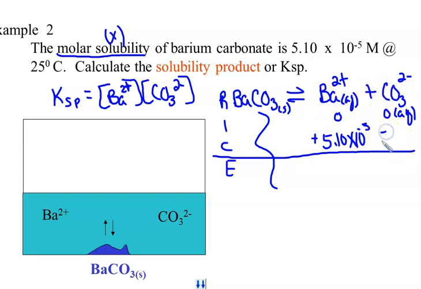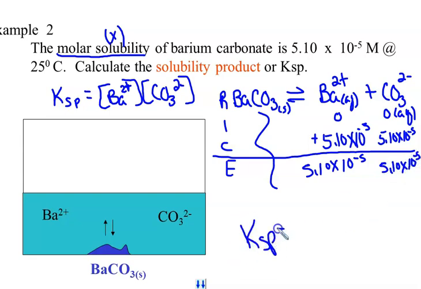Ratios do matter. So you've got 5.1 times 10 to the negative fifth. This one's also 5.1 times 10 to the negative fifth. So your KSP basically would be, if we threw it into this expression, both of those times each other. So can you see that that would be just that squared? Because it's going to be barium ions, which is that, times that ion. So it's basically just going to be squared.